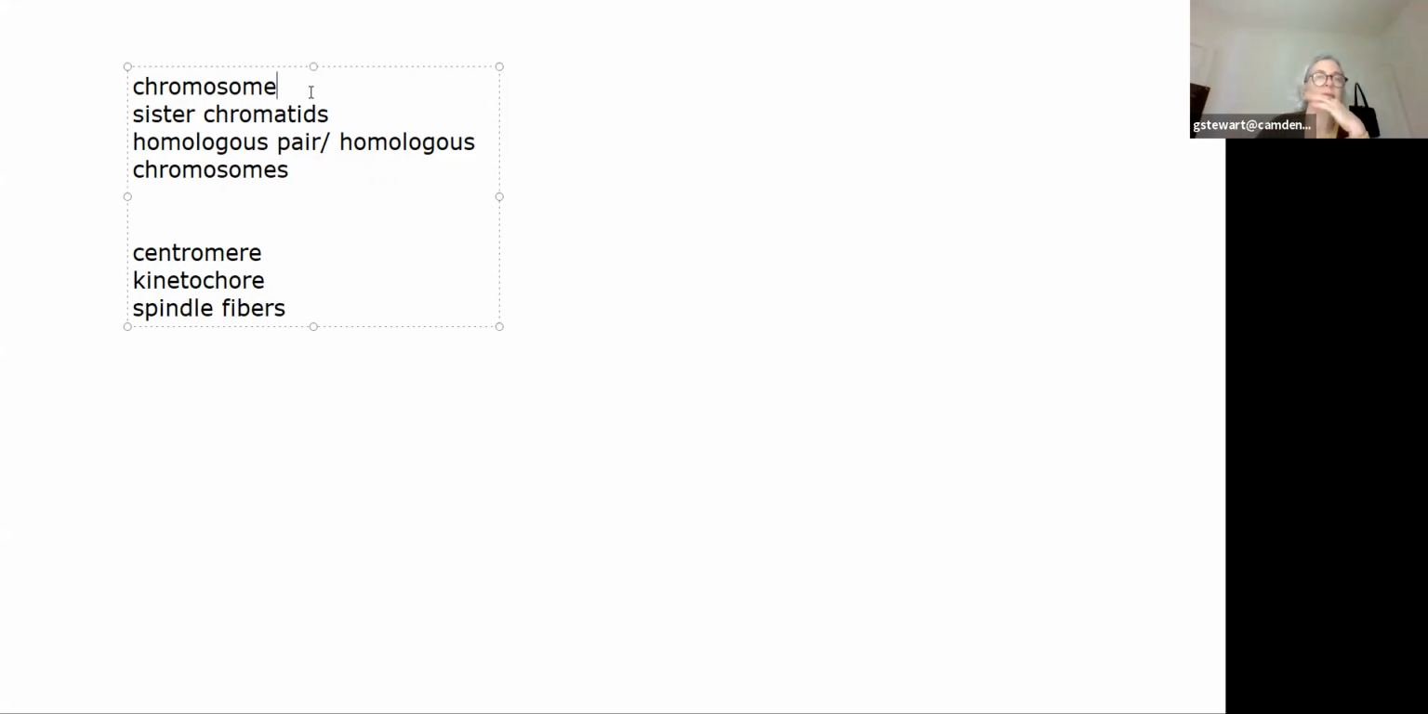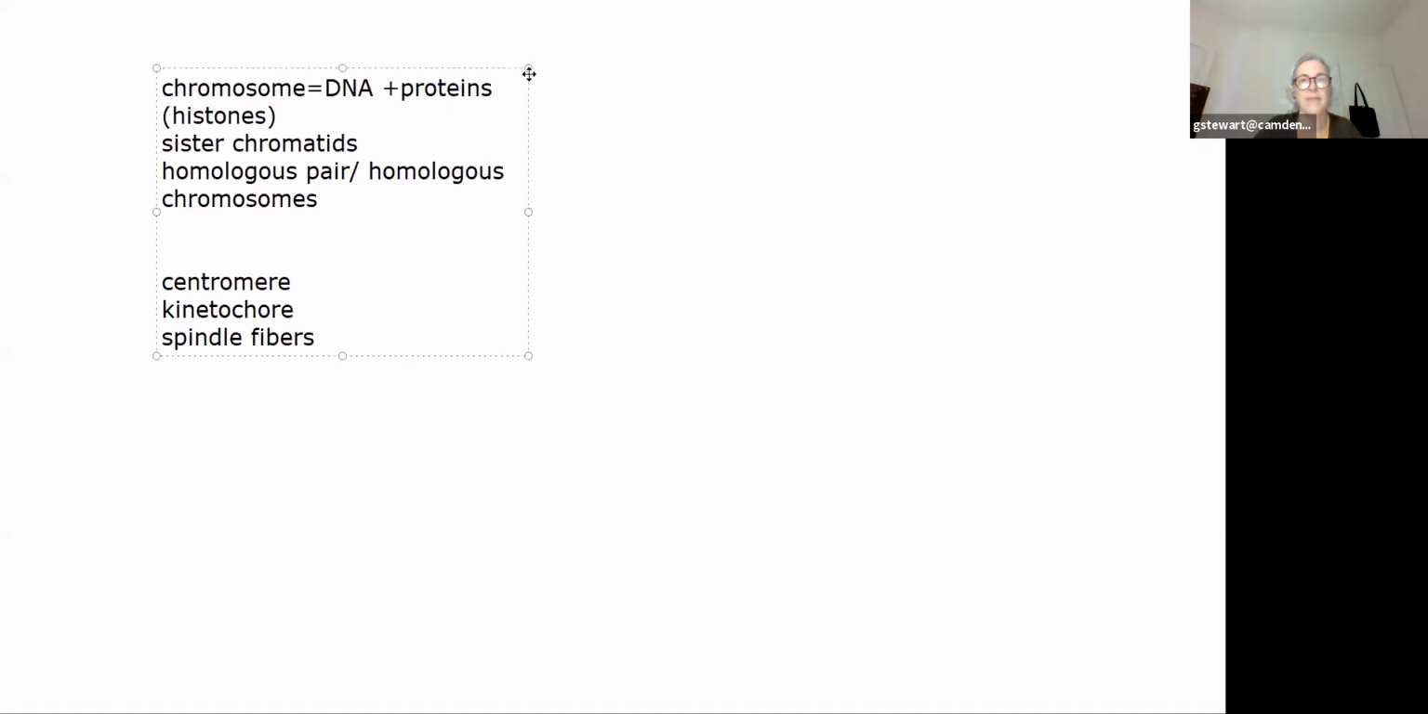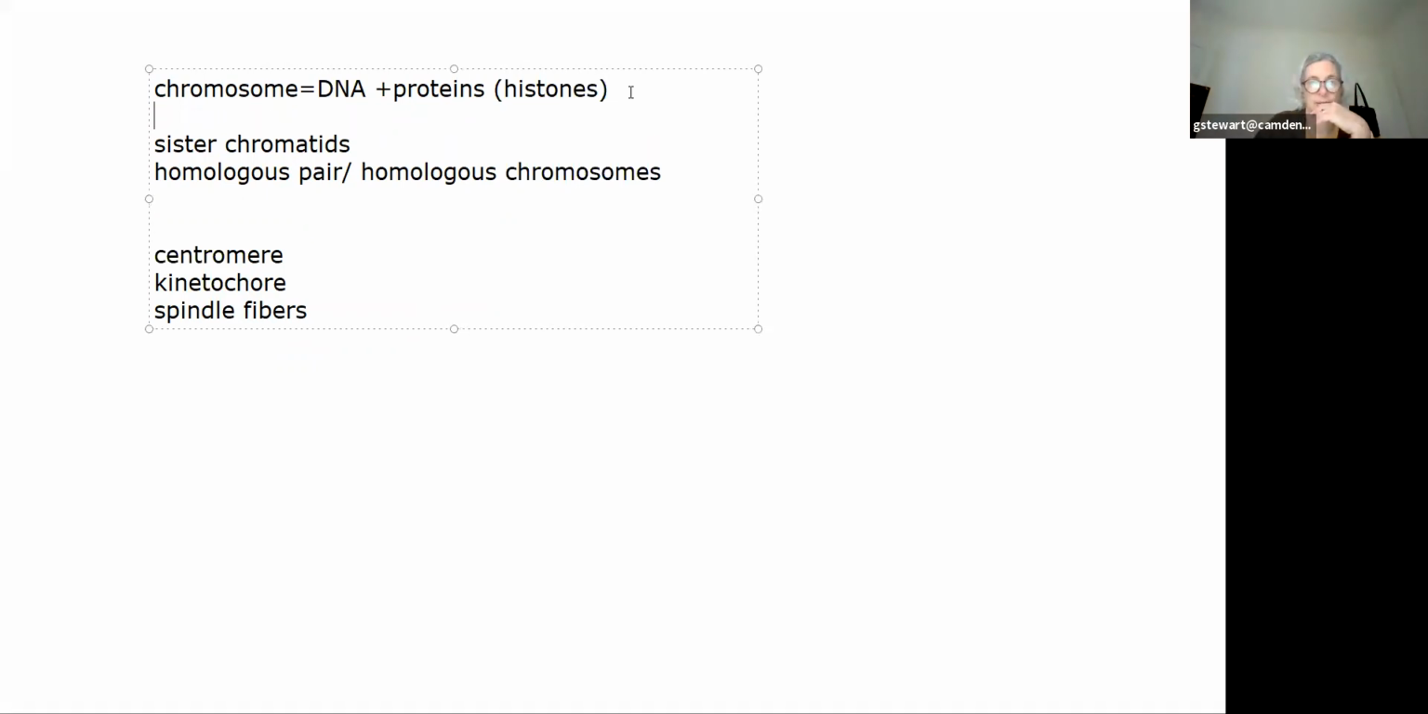So you need to remember that a chromosome is DNA plus proteins. The proteins are called histones, and these are proteins that help wind up the DNA and make it so that it fits inside a cell, inside the nucleus of the cell. Bacterial chromosomes do not have histones, so it's a thing that's unique to eukaryotes. So I'll just put that there as well.